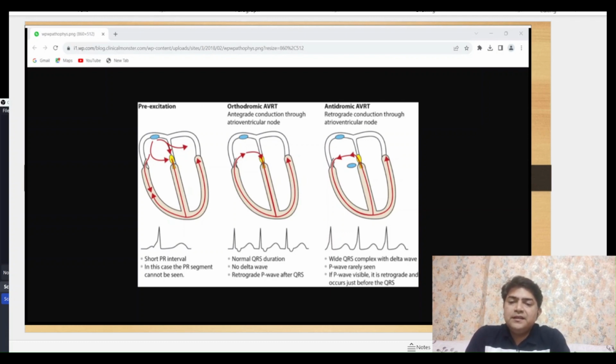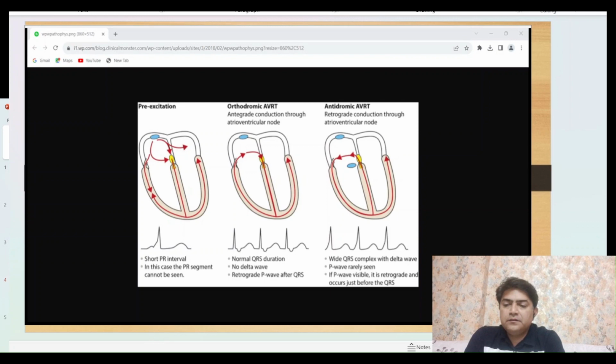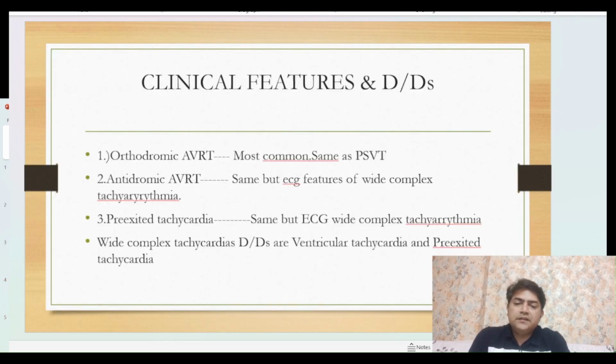So you can see that PSVT, which is the most common cause, is the orthodromic pathophysiology, and the management of the PSVT, as you all know, we have discussed. Now we'll move to another slide, and we'll see what the clinical features are and what the differential diagnosis is based on these pathogenetic mechanisms.